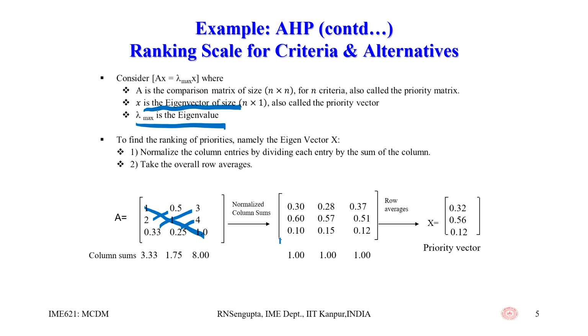So, once we do that, the normalized values are these. If I am reading along the column, the first column is 0.3, 0.6, 0.1. So, that adds to 1. The next column is 0.28, 0.57, 0.15, and the last column is 0.37, 0.51, 0.12.